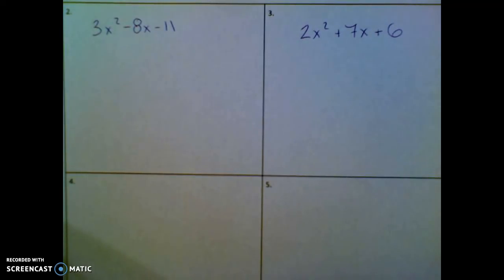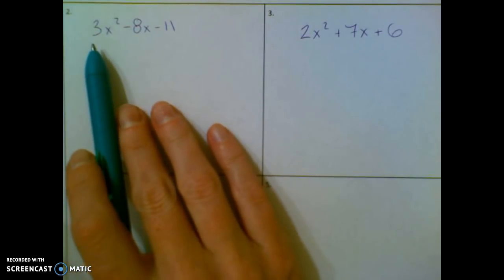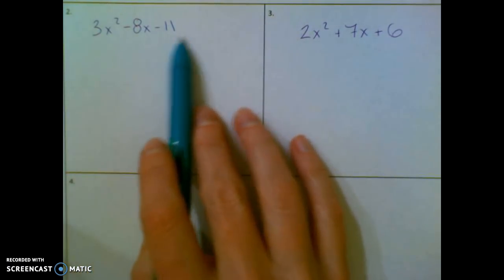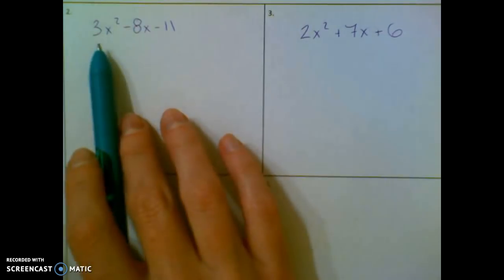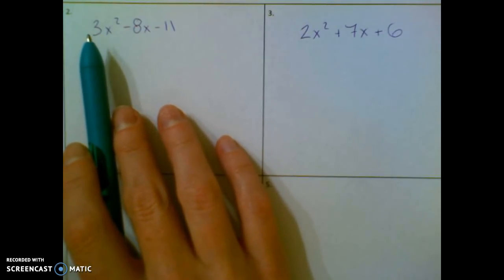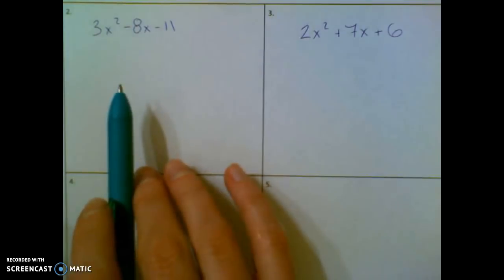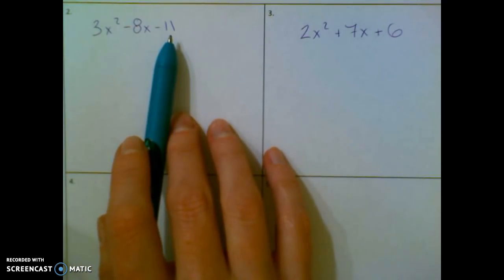All right, so let's go ahead and do a couple more examples going through all the steps. So step 1, again, always check for GCF. I don't see any more than one variable. 3 is prime, so unless 3 goes into 8, there's no GCF. So no GCF on this guy.